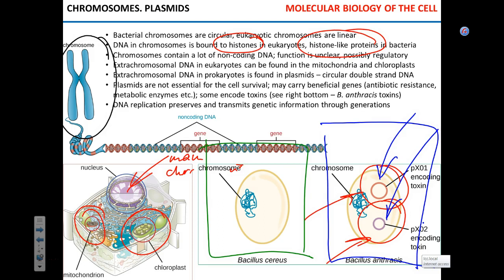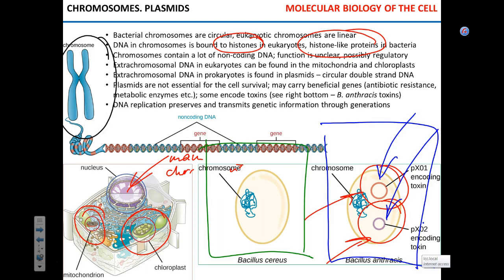So now imagine you have one cell with the plasmid, and another cell without the plasmid. The plasmid carries antibiotic resistance. If this plasmid can be exchanged, you now have two cells with antibiotic resistance, and antibiotic resistance will spread through the entire bacterial population. Does that make sense?